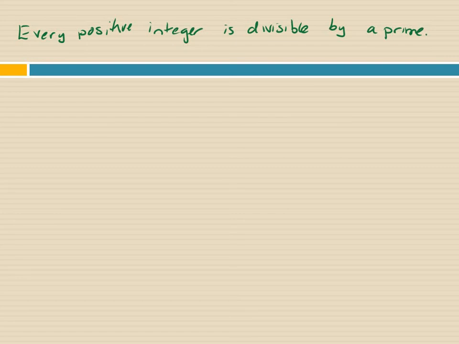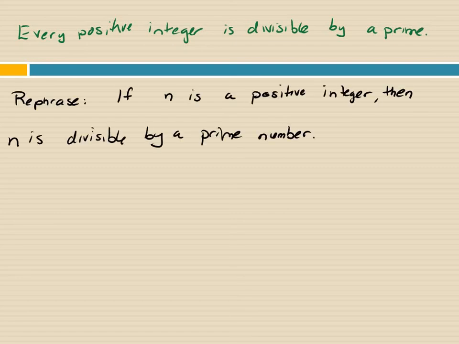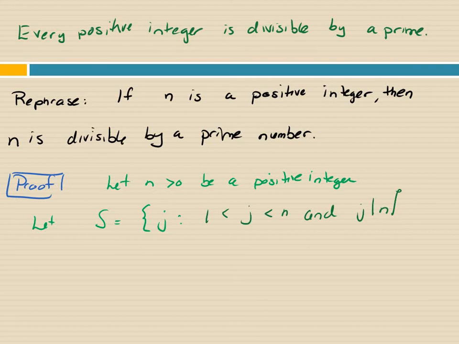So every positive integer is divisible by a prime. Here's the rephrase. The top is every positive integer is divisible by a prime. You can always state that as an if-then statement. So whenever they say every positive integer, you can say let n be a positive integer. If n is a positive integer, then n is divisible by a prime number. That's how you can convert it to an if-then statement. So I'm going to do this proof because it's a concept that you see again in all your proof writing classes.